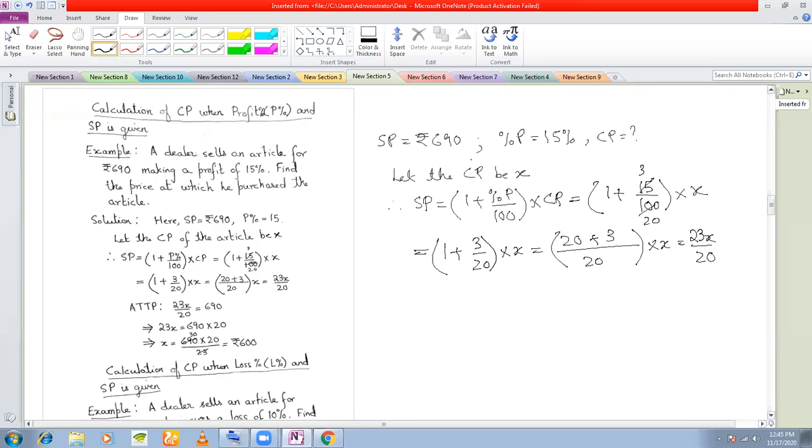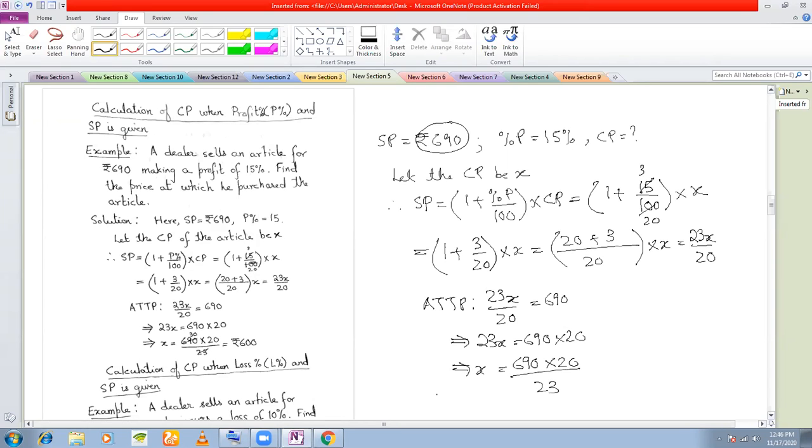So this is your selling price. But the selling price is given to be how much? 690. So therefore 23x by 20 must be equal to 690. This is how you calculate your cost price. So 23x is equal to 690 into 20. Solve this equation. Therefore x you get as 690 into 20 divided by 23. So this cancels thrice 30. So this becomes rupees 600, which is your cost price.